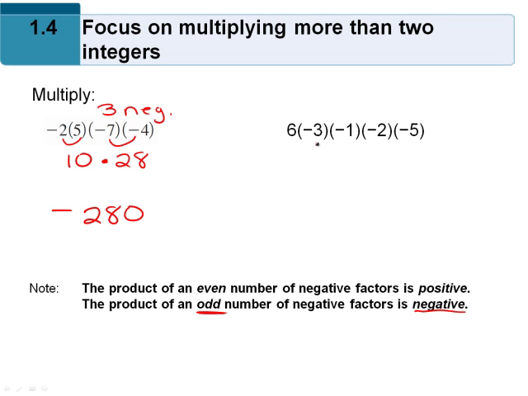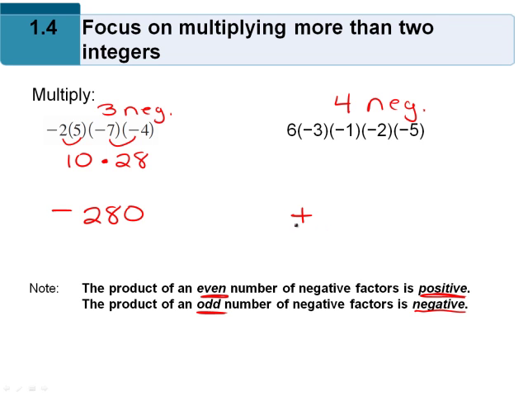Now look at this next one. We have 6 times negative 3 times negative 1 times negative 2 times negative 5. If you go back and count, we have 1, 2, 3, 4 negative factors. So look below. The product of an even number of negative factors is always positive. Well, 4 is even. We have 4 negatives. So that means my answer is going to be positive.